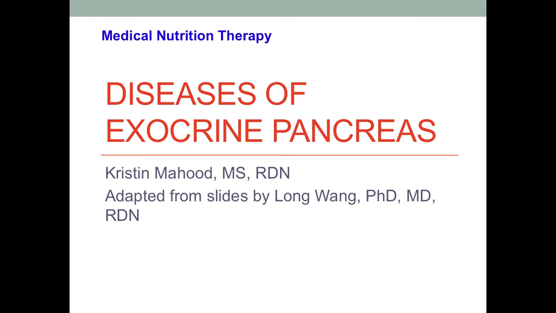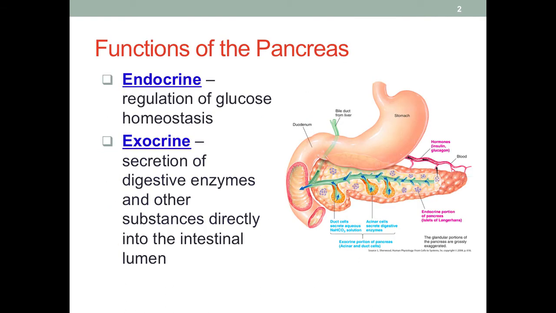In this lecture, we will be covering diseases of the exocrine pancreas. The pancreas has both exocrine and endocrine functions. By definition, endocrine glands secrete hormones directly into the bloodstream. The two hormones from the pancreas are insulin produced by the beta cells and glucagon from the alpha cells. They regulate glucose homeostasis, and this was previously covered in the diabetes module last semester.